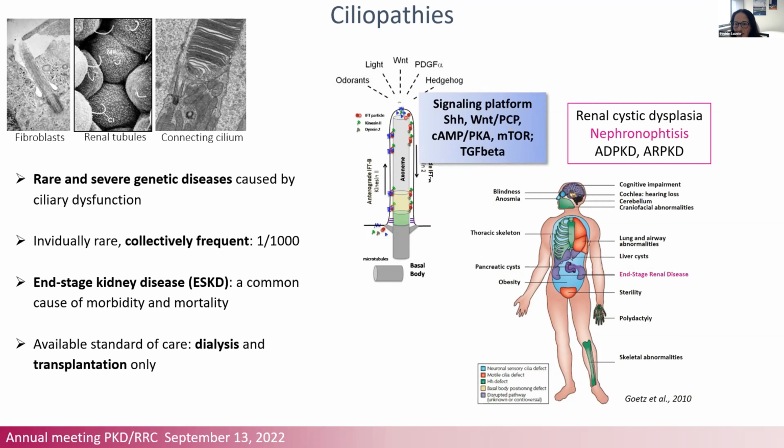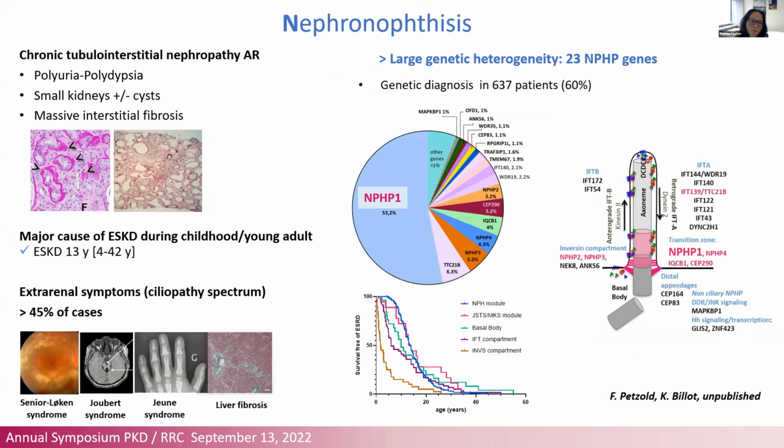As main renal ciliopathies in this spectrum, there is the pediatric form that is nephronophthisis, that I've been working on for many years now. Nephronophthisis is a chronic tubulointerstitial nephropathy with an autosomal recessive mode of inheritance. It's characterized by polyuria and polydipsia, and contrary to PKD, there is generally a development of massive interstitial fibrosis with or without cysts, and the kidneys are usually of normal or small size.